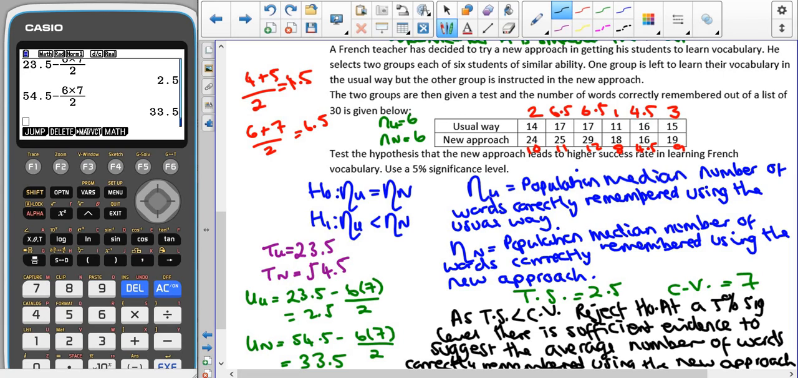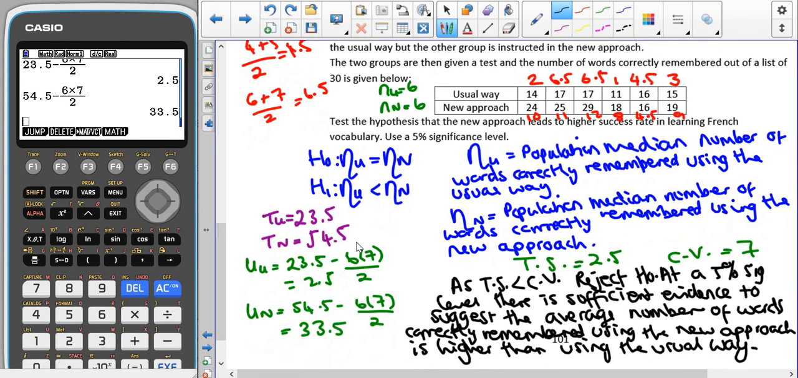So as the test statistic this time is smaller than the critical value, that means that there's a big enough difference between our two U values there to mean that there is a difference. So we end up rejecting H0 at a 5% significance level. There is sufficient evidence to suggest that the average number of words correctly remembered using the new approach is higher than using the usual way.